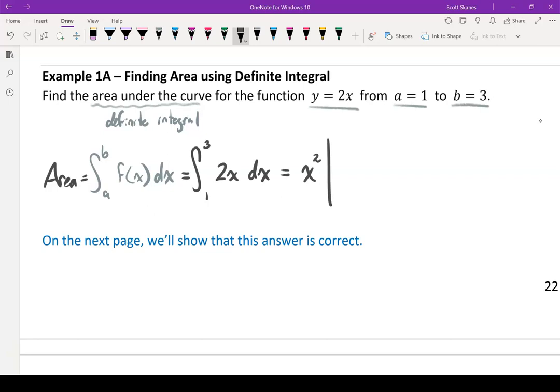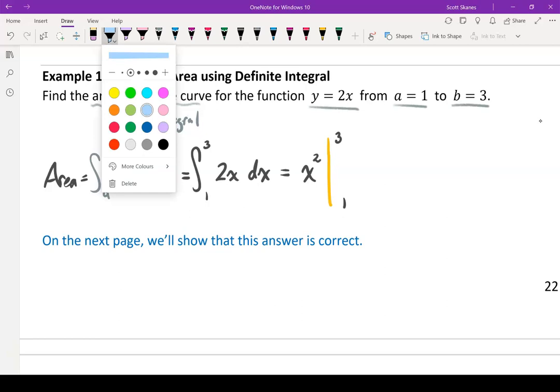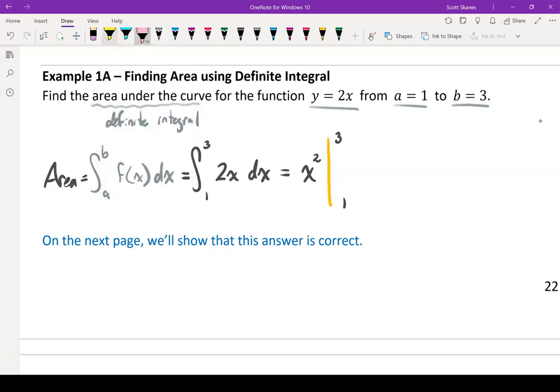Now we've got these new bars. This is new. It's called an evaluation bar, I think is the name. It just tells us that we're going to sub in a and b, and you'll put b here and a there. I'll just use the colors that match up with my answer key here. So what we're going to do now is take this value, 3, and toss that in for x. Put that in for x, and I'm going to subtract the expression with that in it. Okay, b first, a second.